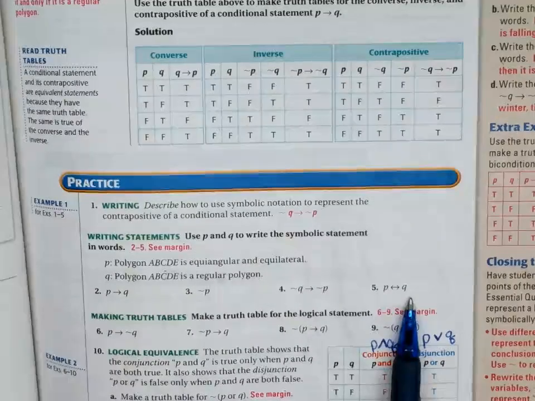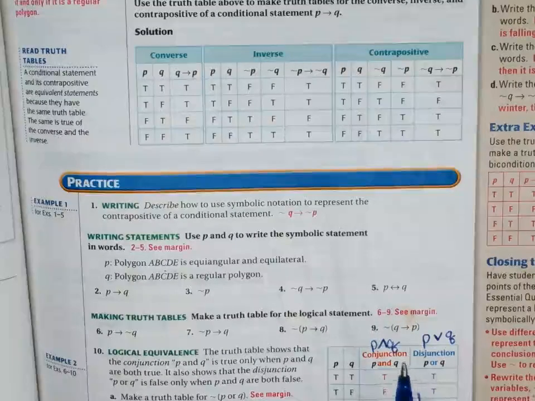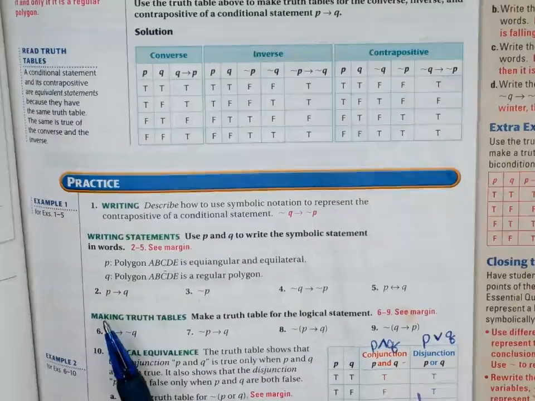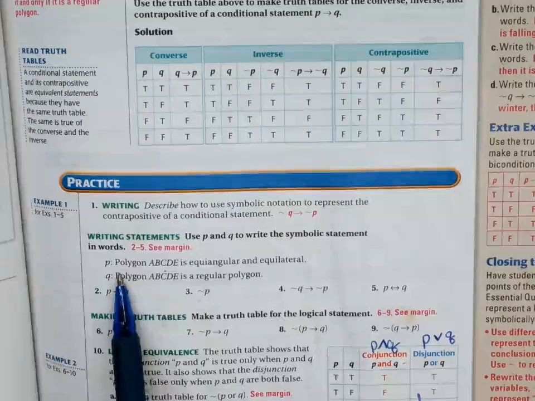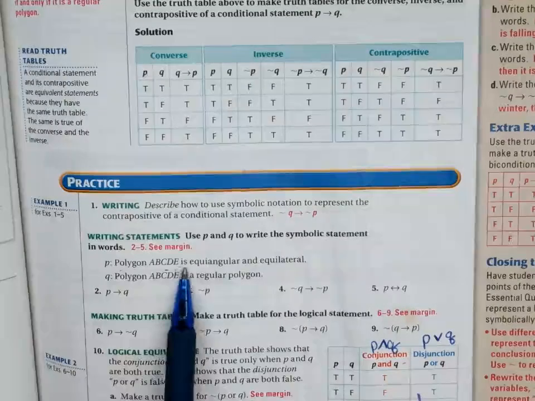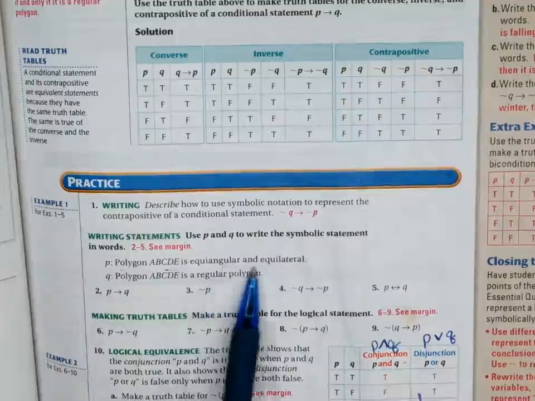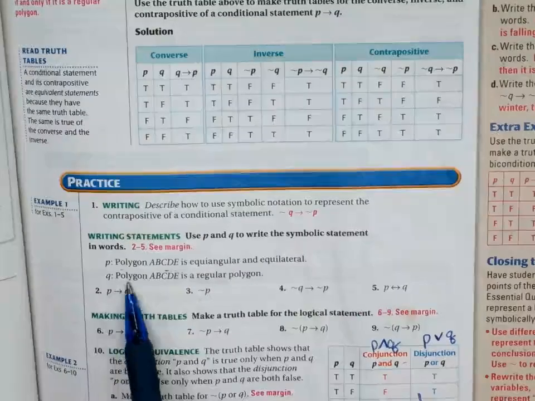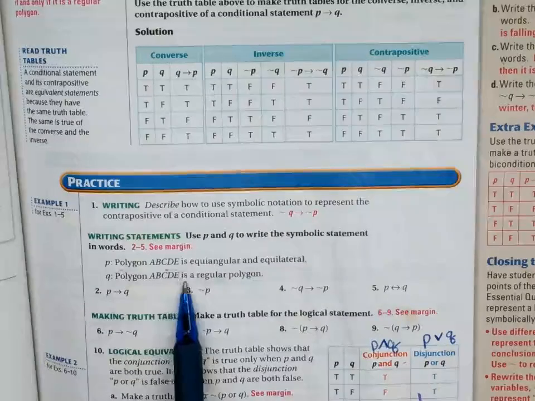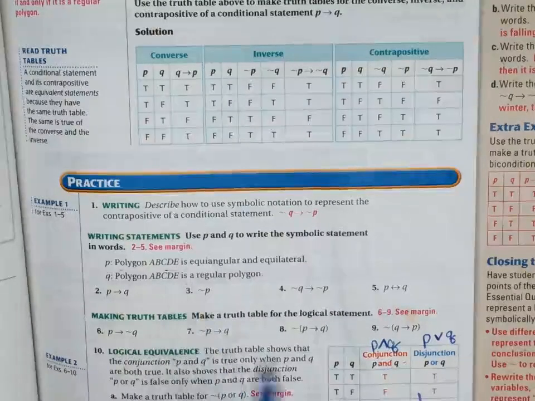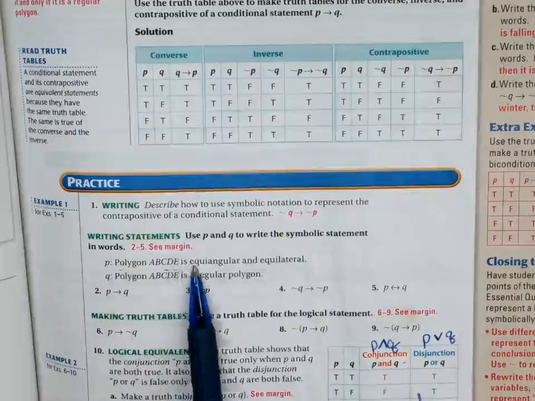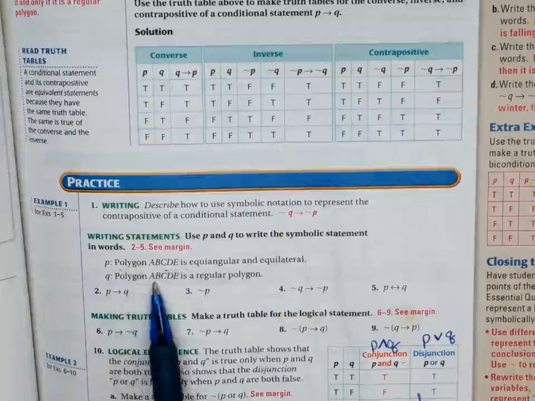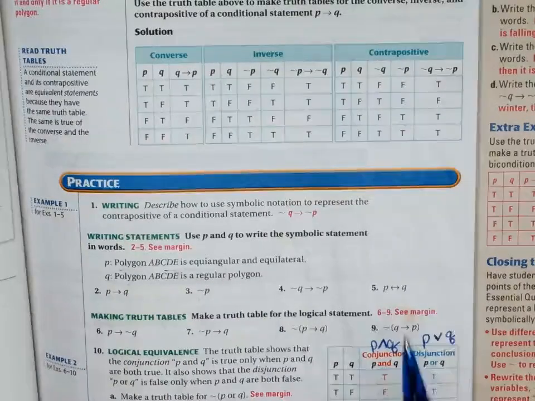P if and only if Q. Aiden, read P. Polygon ABCDE, if and only if. So polygon ABCDE is equilateral and equiangular if and only if polygon ABCDE is a regular polygon. And that's how we write it in words.